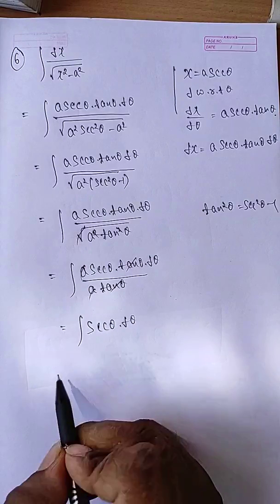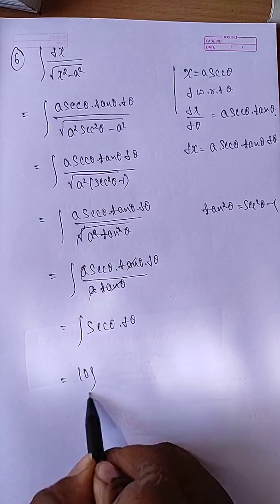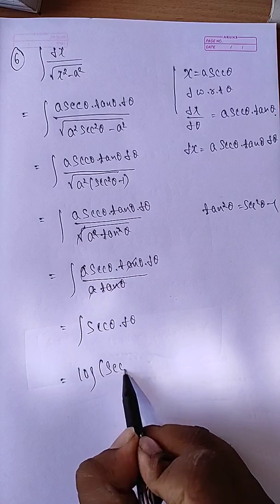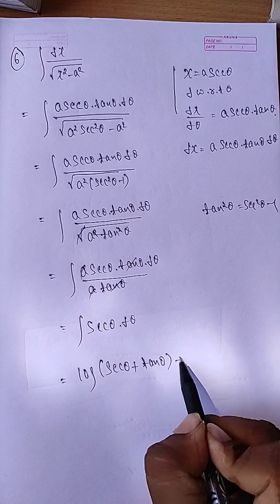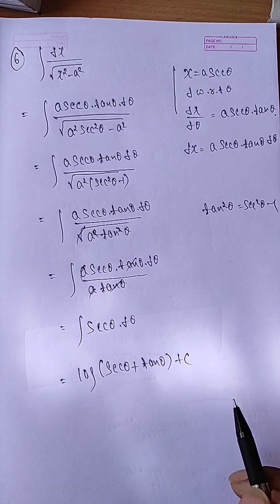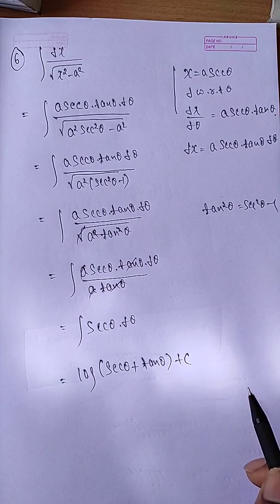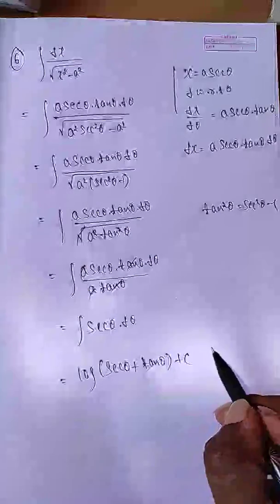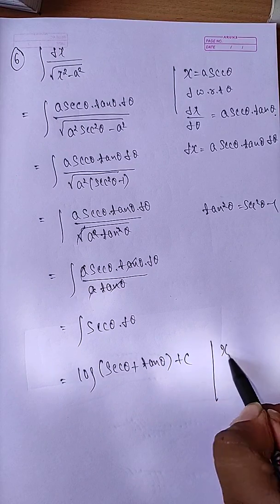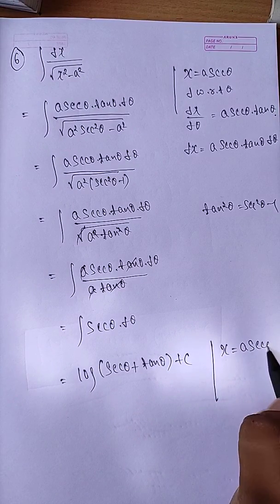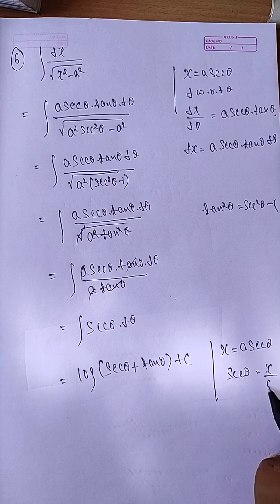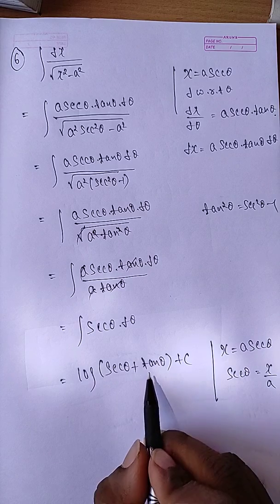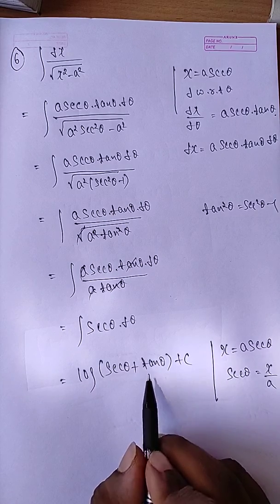What is the integration of secant theta? We know that integration of secant theta is log of secant theta plus tan theta plus c. So we can replace the secant theta. The secant theta can be replaced as x by a. But what about the tan theta? We can't replace this tan theta directly.